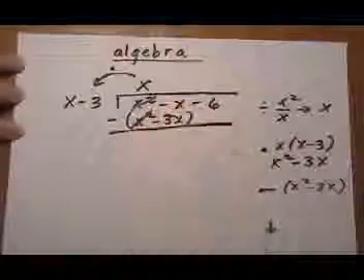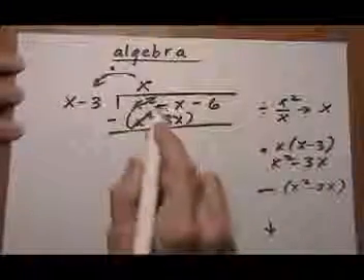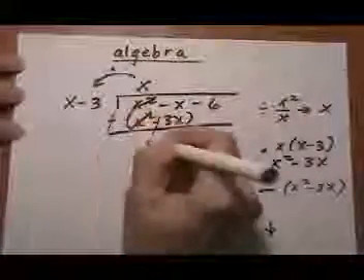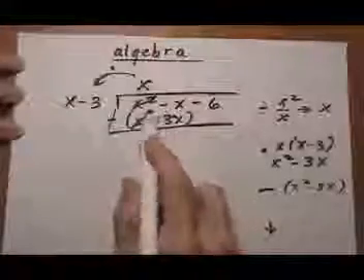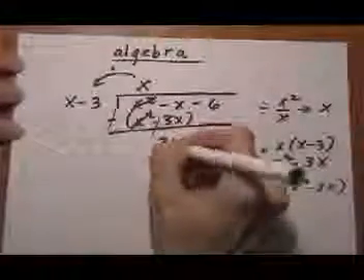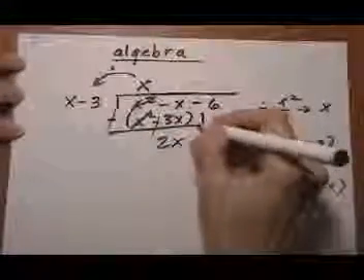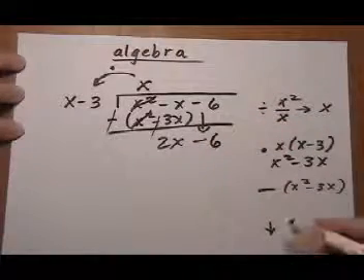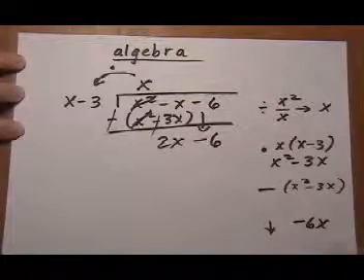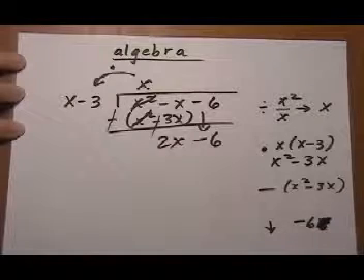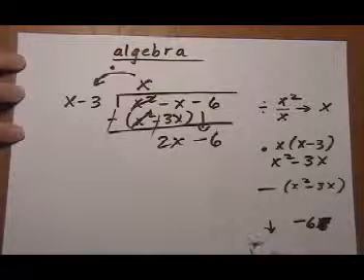And x squared minus x squared goes away. Minus x, take away a minus 3x, add the opposite, minus plus 3, so that gives us 2x. Bring down the take away 6. And then we start over again.